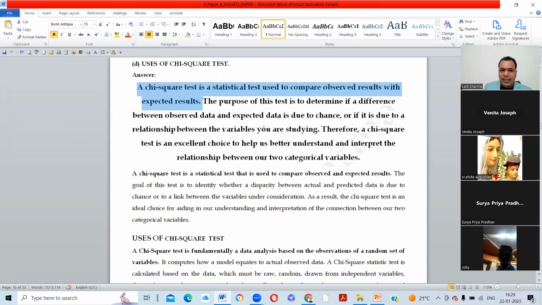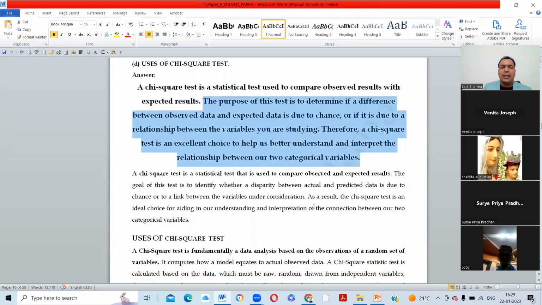So, moving ahead, the concept would be more clear. The purpose of this test is to determine if a difference between observed data and expected data is due to chance, or if it is due to the relationship between the variables you are studying. This is important, guys. These are the important lines, right?